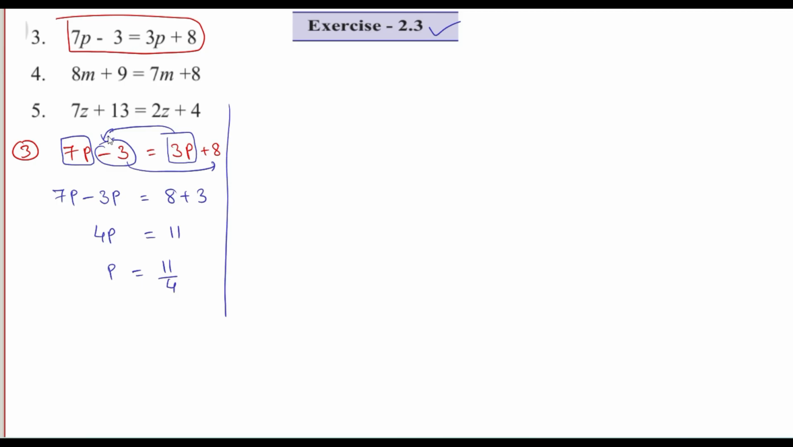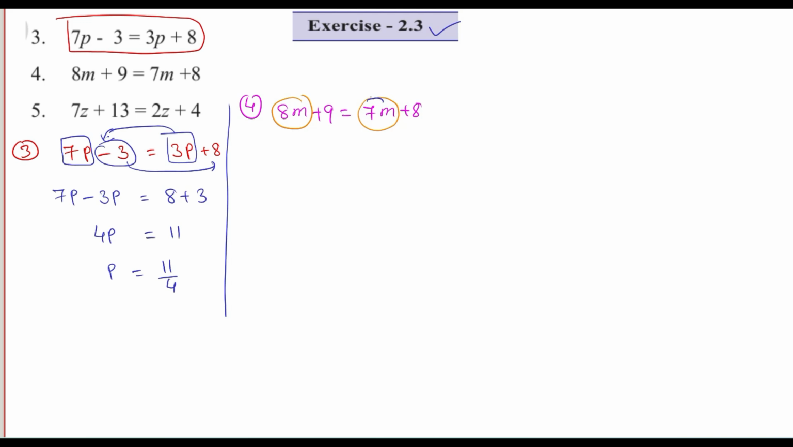In the fourth problem, we are given 8m plus 9 is equal to 7m plus 8. Here also we have a variable on both sides of the equation. So what do we need to do? We need to transpose the variables to one side of the equation, and for that, we need to check on which side we have the smaller variable. Here on the LHS we have 8m, and on the RHS we have 7m.